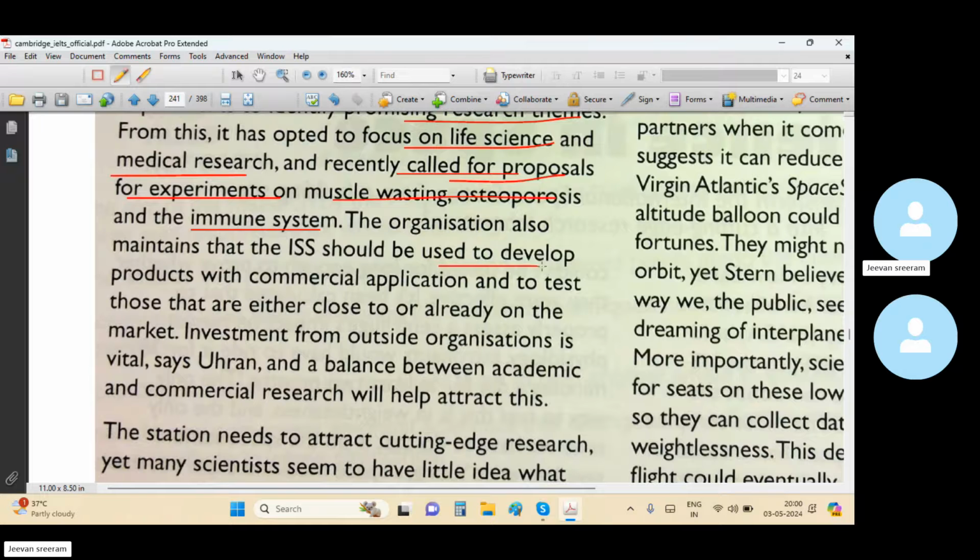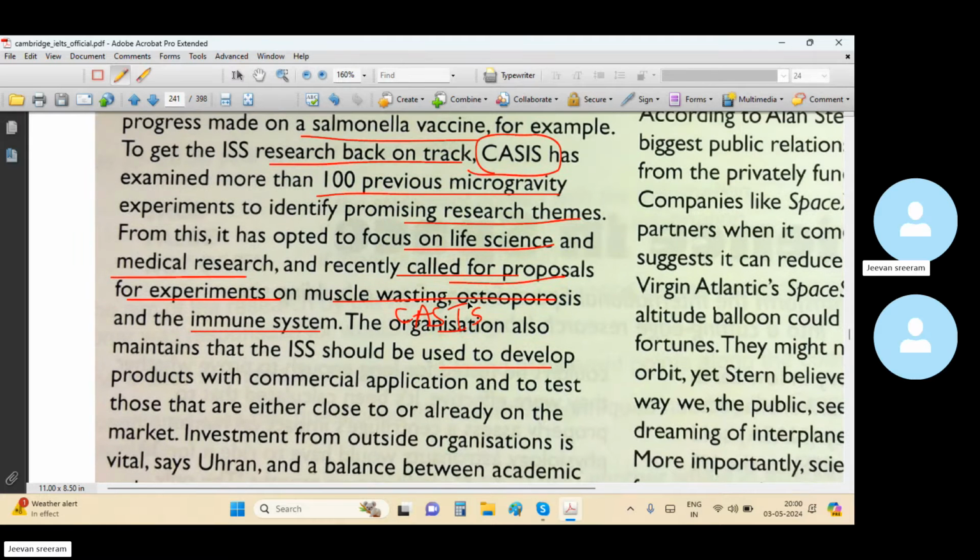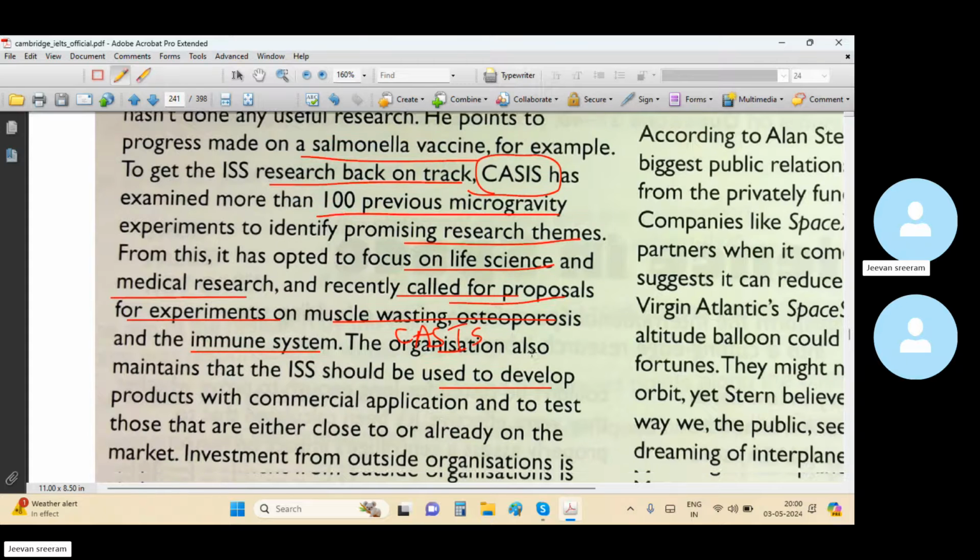So it should develop this. The organization also maintains... Which organization? CASIS maintains, means here it mentions. Okay, it has the idea, something of that sort. It also presents that the ISS should be used to develop products for commercial application and to test those. I think we have got the answer here.